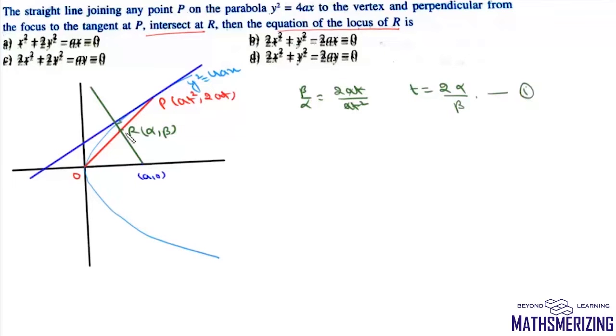Now the second is, we'll find equation of this line. So we have a point on this line. We have slope of tangent. We know that slope of tangent is 1 upon t.